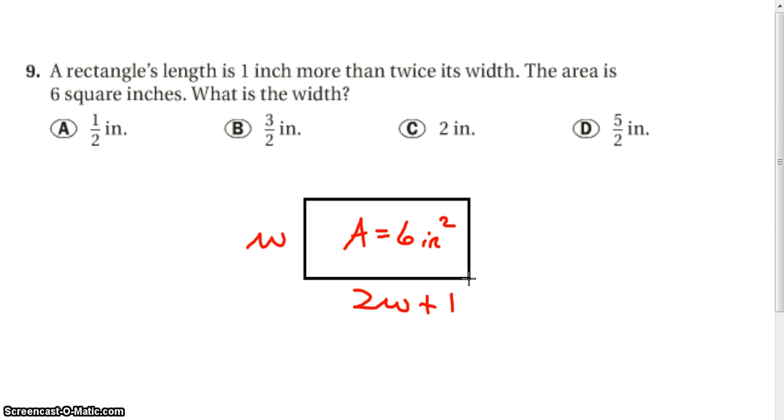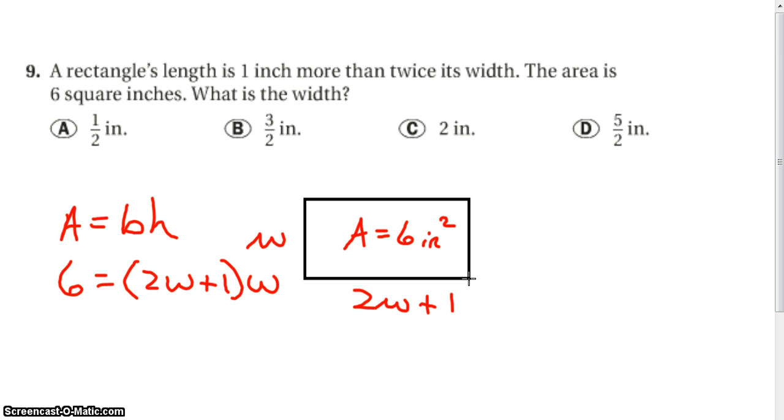Well, do you know the formula for area? Good. A equals BH, or length times width, right? So where do we have known, where can we substitute? Good job. I'm going to drop the units for right now so that this will look like an equation, but you're right, it's inches squared. And then we have a base and we have a width.